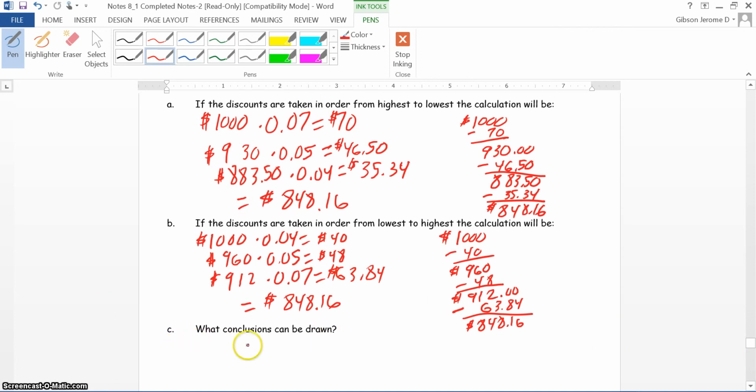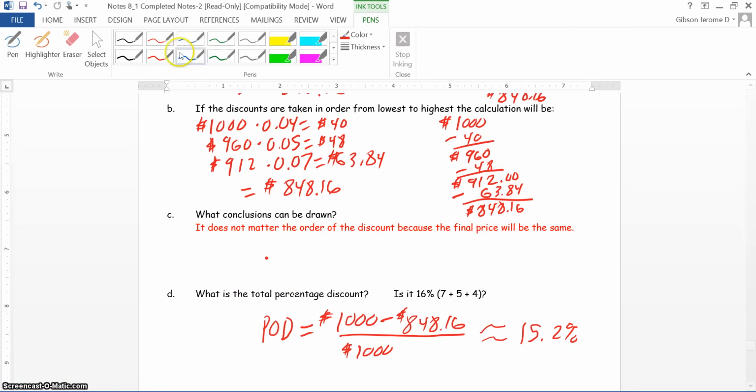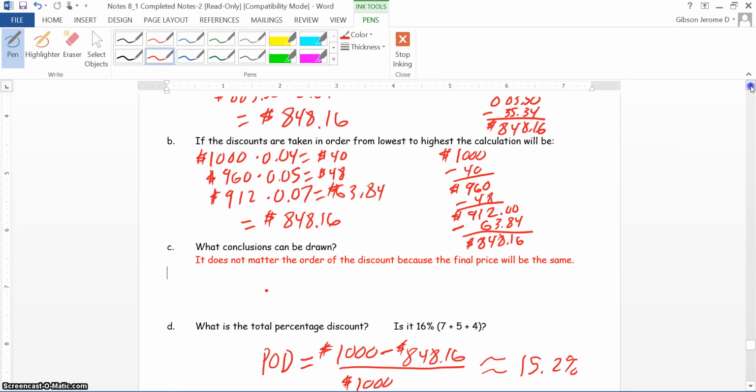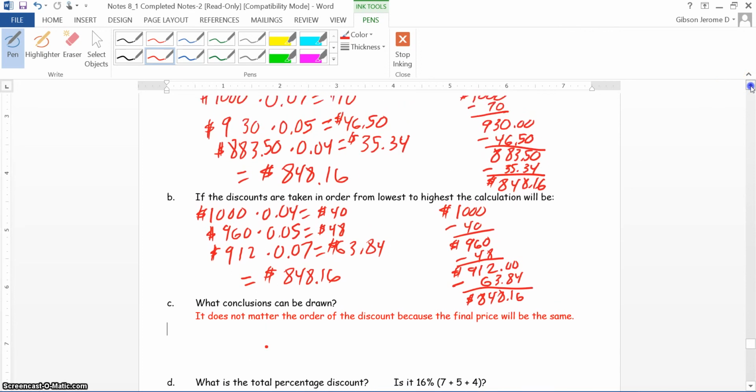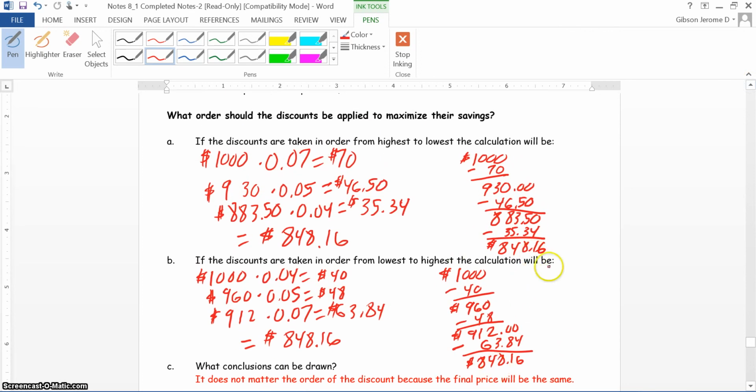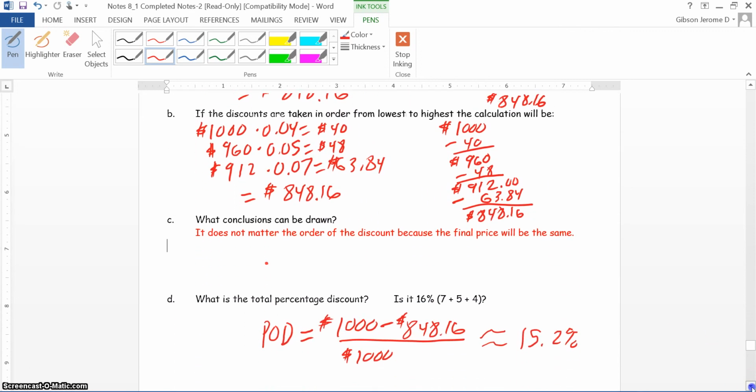Now, we come here to see it said, what conclusion can be drawn? That it doesn't matter the order that you take the discount in, you would still end up with the same amount. So I more formally typed this out here. It does not matter the order of the discount because the final price will be the same, which we noticed here in these two examples. We went from highest to lowest and then lowest to highest, and we still ended up paying the same amount, $848.16.